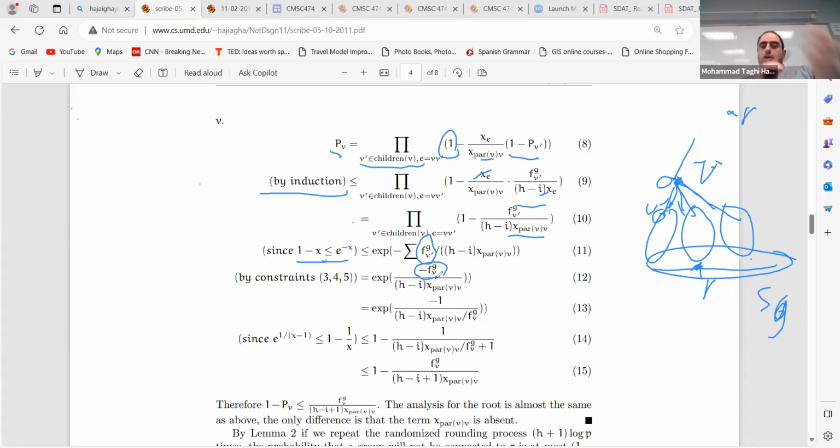Now, this one, I just change it. I will just change this one. I will put it minus 1 here. This is exp of h minus I x parent of this over fg of v. Now I'm using the reverse formula essentially; this is somehow the reverse formula for this. I will say e to the 1. So you can just say this one essentially e to the minus 1 over 1 minus x is less than 1 minus 1 over x. These two are equal. So what is this one?